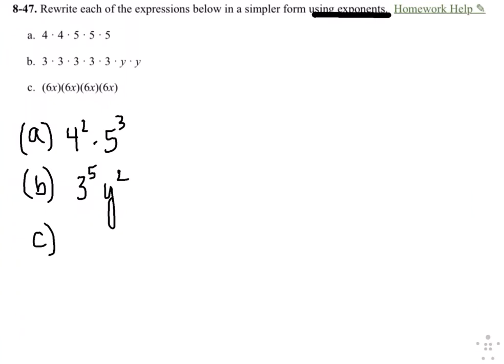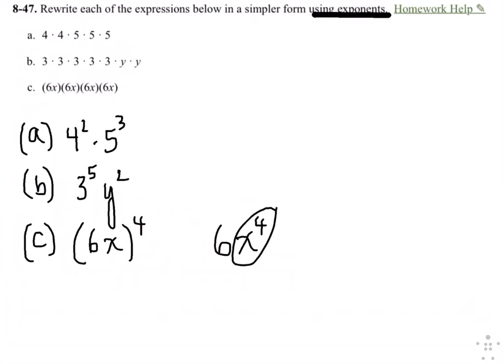Okay, and c, we have 6x being multiplied by itself 4 times. So I have to put the parentheses, right? Because if I put no parentheses like that, it would only be the x that's being raised to the 4th. But the question is saying it's 6x raised to the 4th. So clearly this is incorrect, right? And the other is correct.